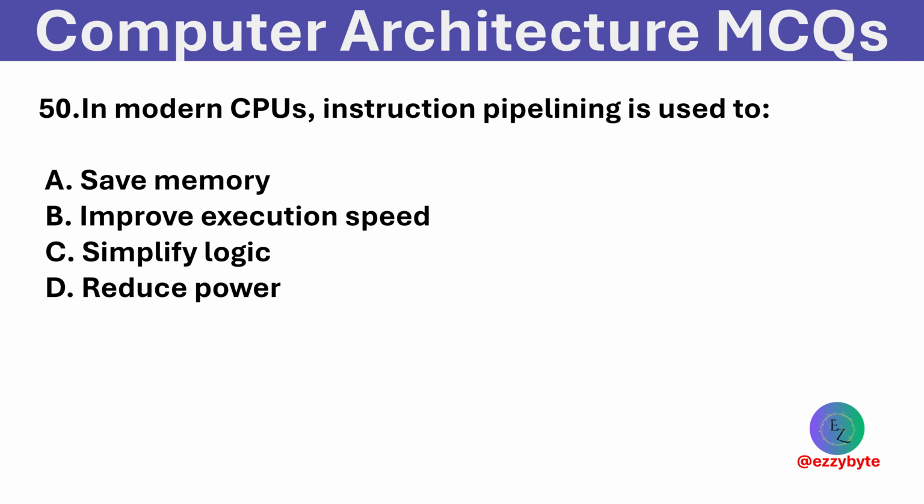In modern CPUs, instruction pipelining is used to. Options are save memory, improve execution speed, simplify logic, and reduce power. Option B is correct. Pipelining allows overlapping of instruction stages, boosting CPU throughput and speed.